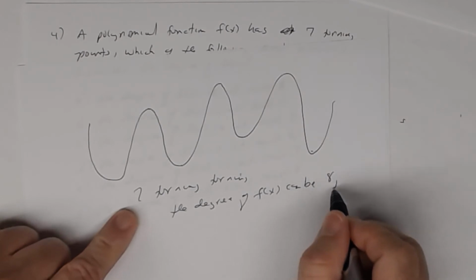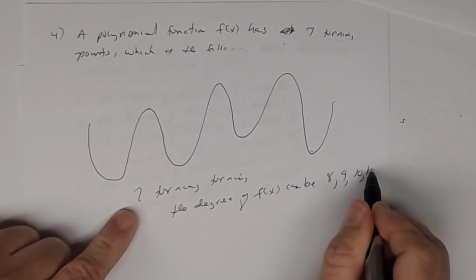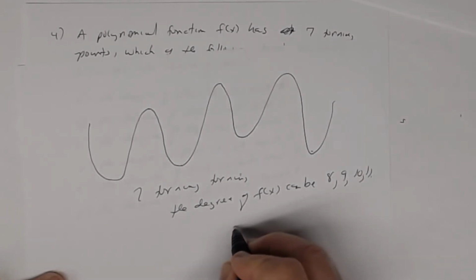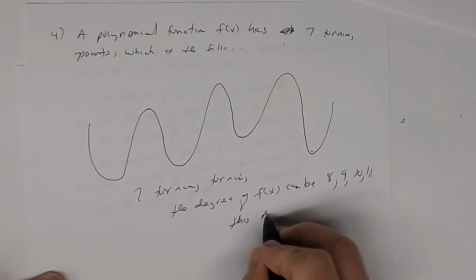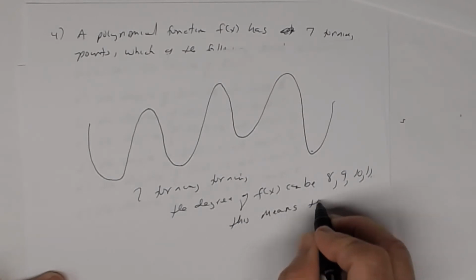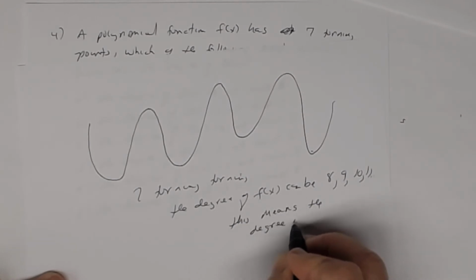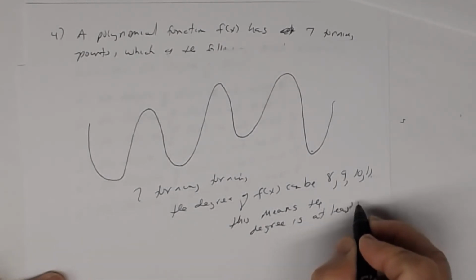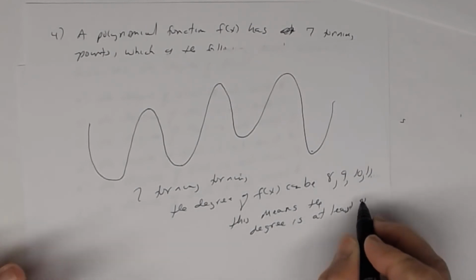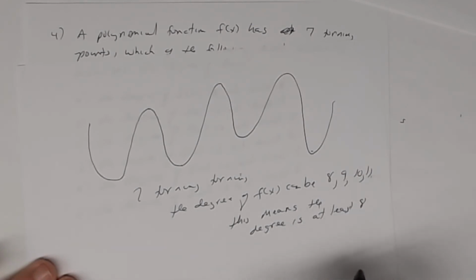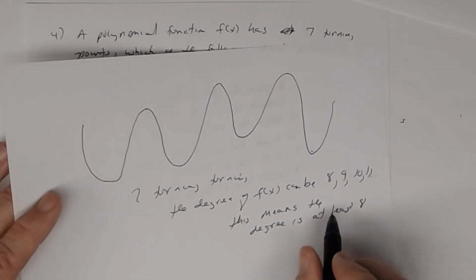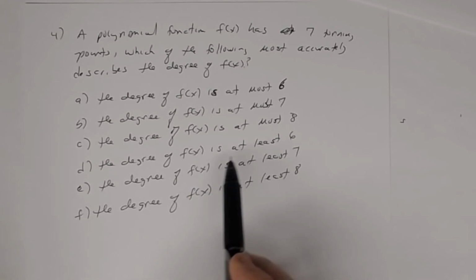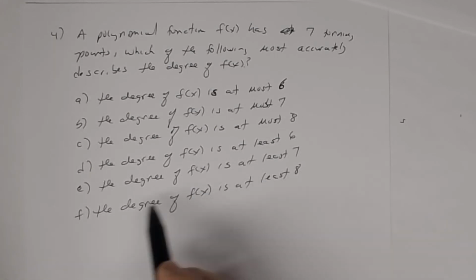So 8, 9, 10, 11, and so on. So 8, 9, 10, 11 means the degree is at least 8. So at least 8 means 8, 9, 10, which is what you see here. And all you have to do is just look to see which of these says at least 8. So the degree is at least 8. So that's this one right here.